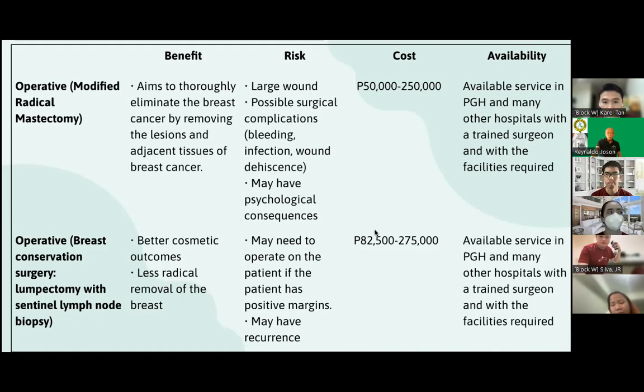Then for breast conservation therapy, we could consider a lumpectomy with sentinel lymph node biopsy, given that there is a significant reduction of the size, and clinically T2, N0, M0, it seems. So better cosmetic outcome, of course, and a less radical removal of the breast are good benefits of it. But the risk would be that we may need to operate on the patient again in the future if there are positive margins, for example. I'm also not saying here that there is no recurrence with the MRM, so there is possible recurrence also with the breast conservation therapy.